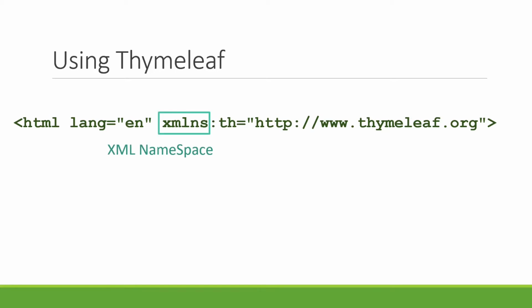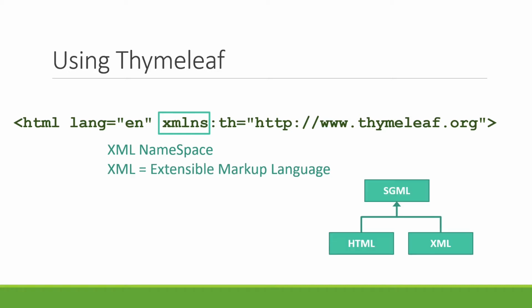Now, the xmlns:th defines the namespace for Thymeleaf attributes. The xmlns stands for XML namespace, and XML, as you probably know, is for extensible markup language, which is a sort of sibling to HTML. They were both derived from standard generalized markup language, or SGML.